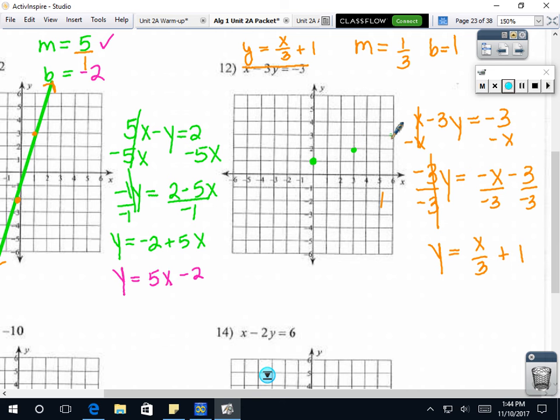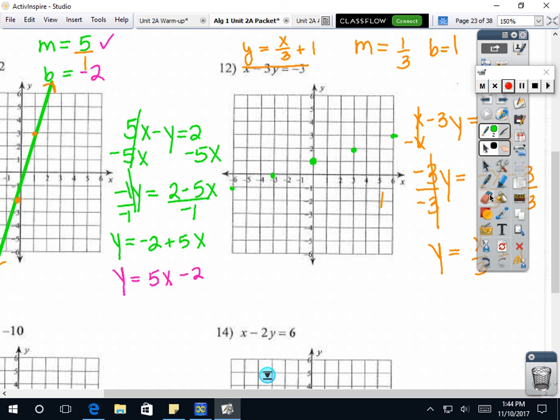Up 1, right 3. Now, what if you're working on one of these questions and it says, what is the x-intercept? What do they mean when they ask for x-intercept? Where it crosses the x-axis. Well, couldn't you just go the opposite way? Go down 1, left 3, and now you'll see that it crosses the x-axis there. And then down 1, left 3 again. Okay, now connect them.